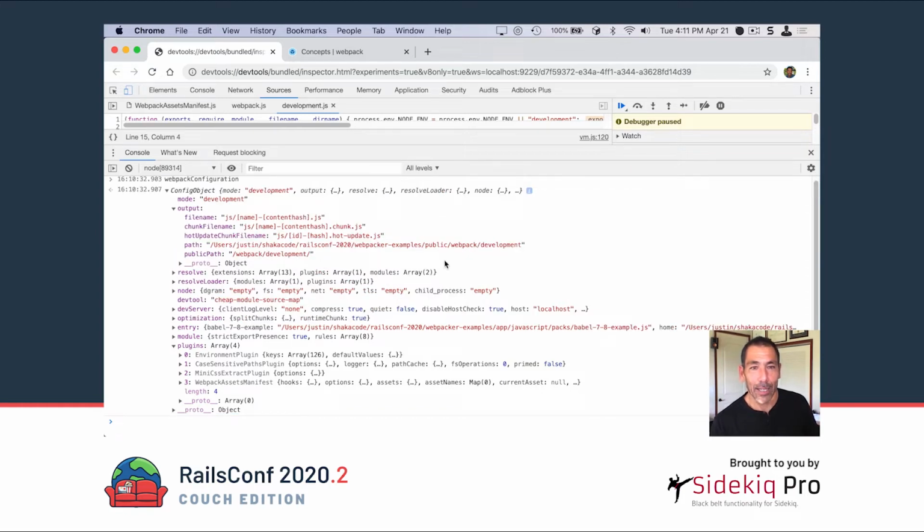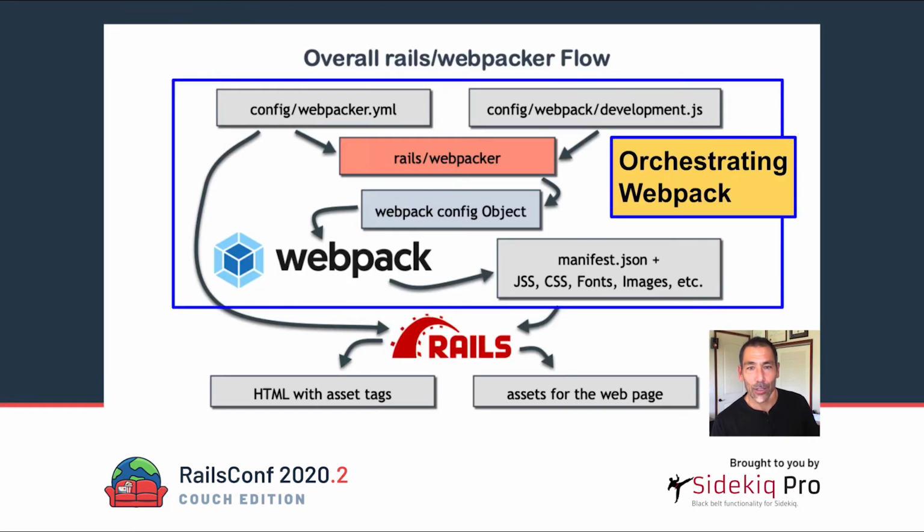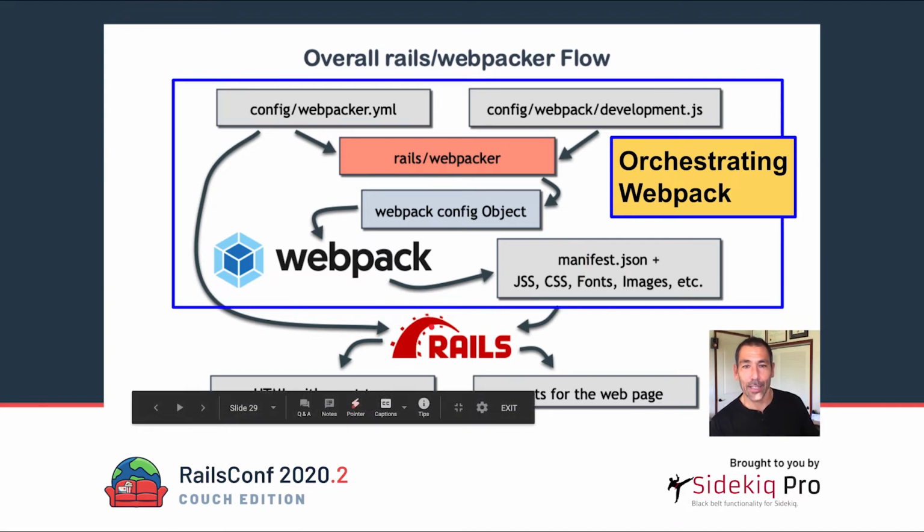And that's the object that's produced by, when we go back to our main diagram, that's produced by running Rails Webpacker. It takes all these files and creates this config object, which is going to run Webpack, which is going to send everything into Rails.